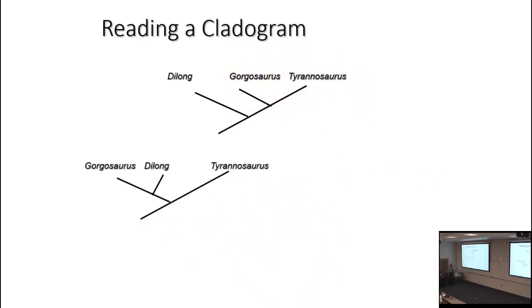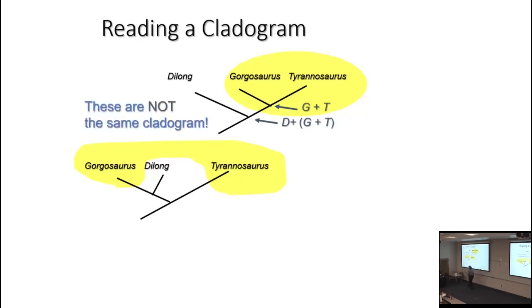Or how about this one? We see here a grouping of Gorgosaurus plus DeLong independent of Tyrannosaurus. So we try to reconstruct that G and T group. It doesn't exist on this other cladogram. DeLong is stuck in between. So these are not the same cladogram. The groupings are the important thing. The branchings are the important thing. And this has a different branching pattern. This is saying Gorgosaurus and DeLong share a concestor that Tyrannosaurus didn't. Or you can think about it this way, that Tyrannosaurus branched off first.